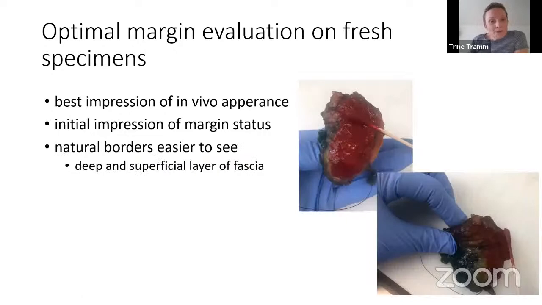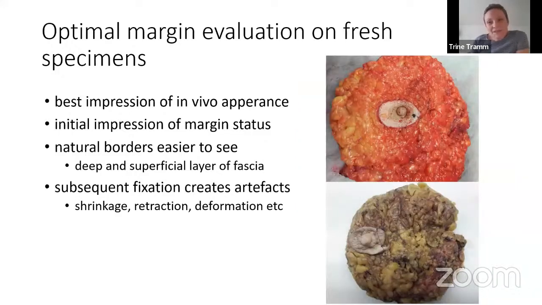The natural borders are also easier to see on the fresh specimens, especially the deep layer of the fascia. You know that the fixation afterwards can create artifacts like shrinkage and retraction phenomena. And a margin distance that looked like 1 millimeter or maybe 2 millimeters on the fresh specimen may be completely erased, and you will think that there's actually tumor on the border if you see the fixated specimen.